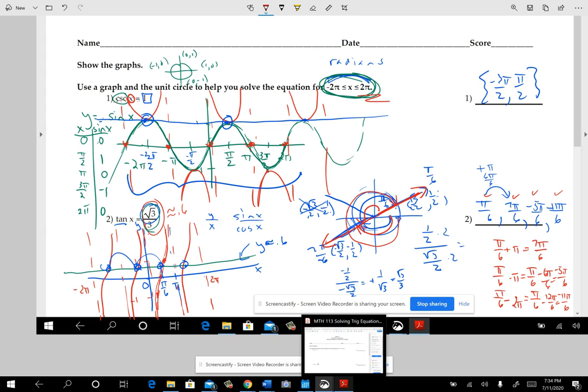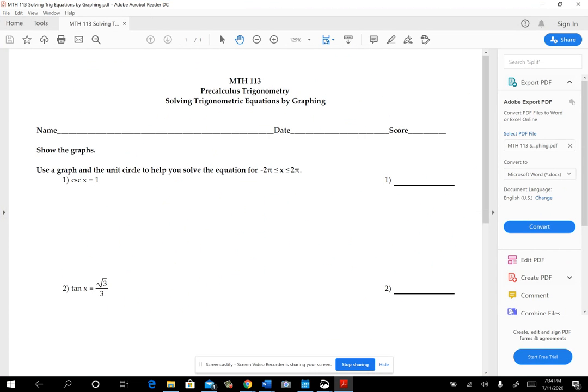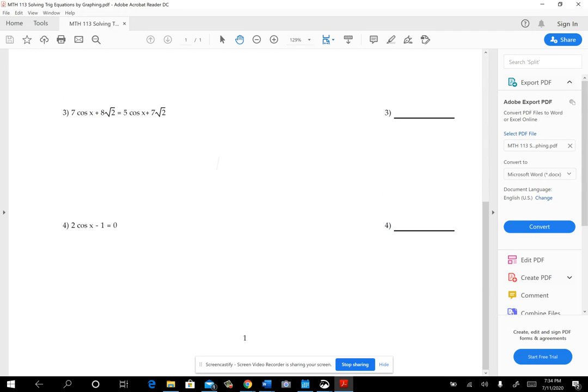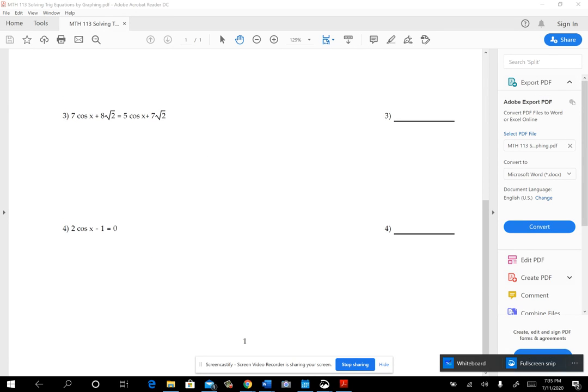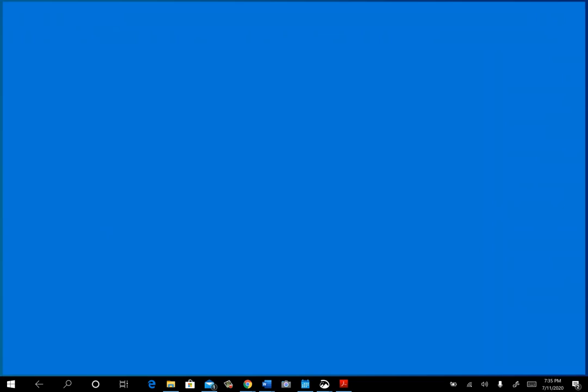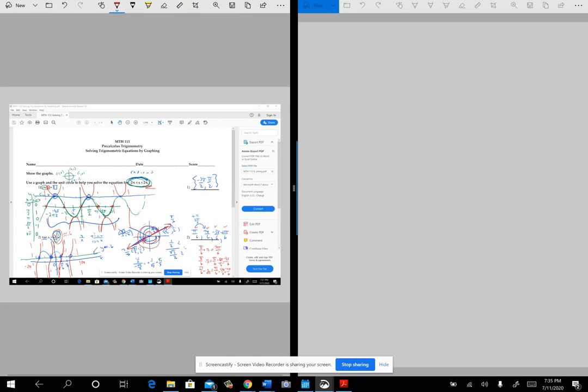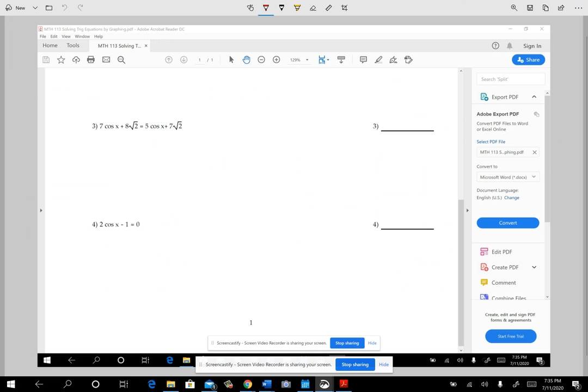All right, let me go back to the worksheet and do another snip. Let's look at 3 and 4. Okay, number 3 really looks harder than it is. Okay. All right, so one of the things I want to do on number 3 is make it look more like number 1 and 2. So I want to just try to combine some like terms and all.